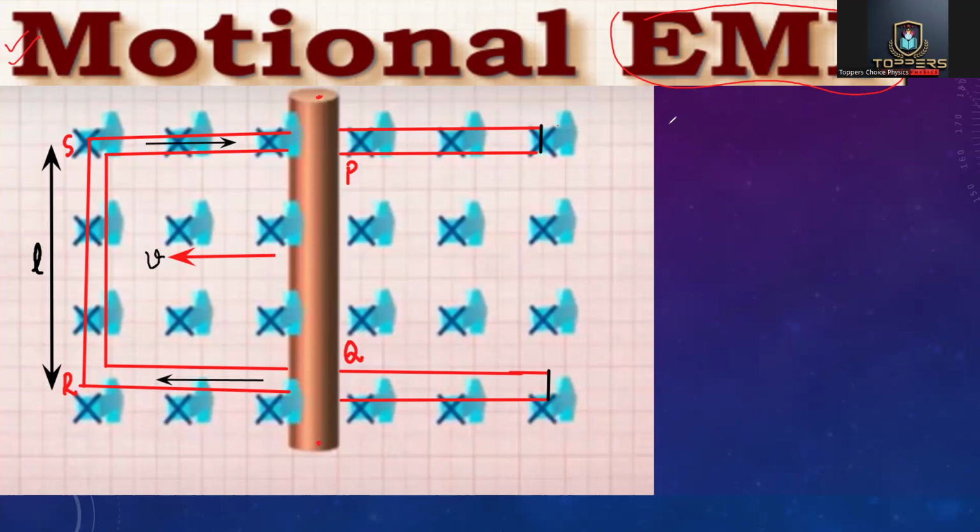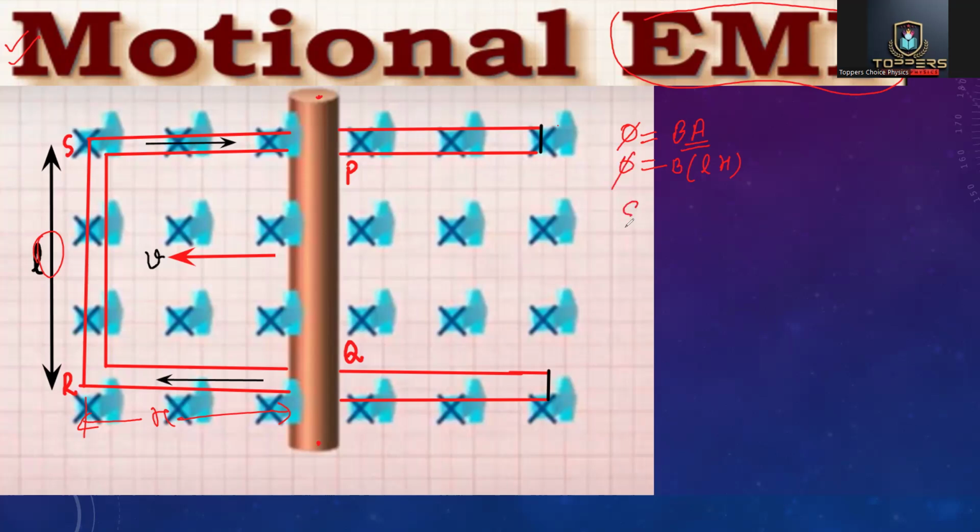So according to Faraday's law, what is the magnetic flux? Magnetic flux phi is equal to BA. What is the area? Area is length into width. Length is the conductor's length L, and what is the width? Width is the distance covered by the conductor on the left side. So phi is equal to BLX, correct?